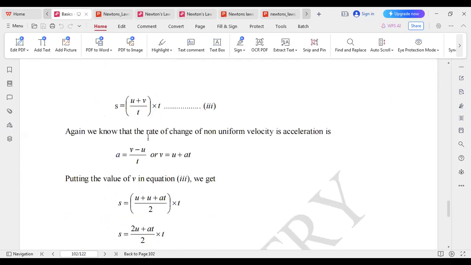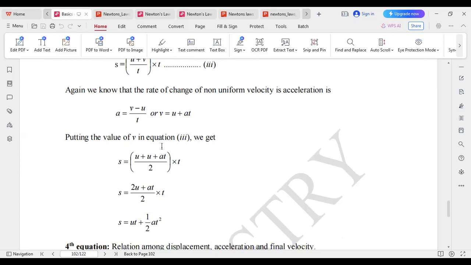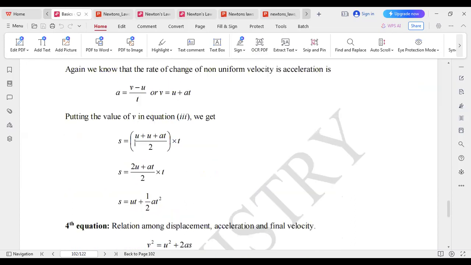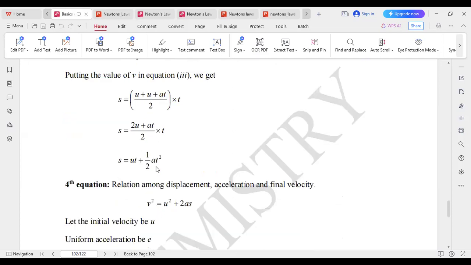Now, again, we know that the rate of change of non-uniform velocity is called acceleration. So a equals v minus u by t. In that case, v equals u plus at. Just putting the value of v in equation 3, this is equation 3, v plus u by 2 into t.